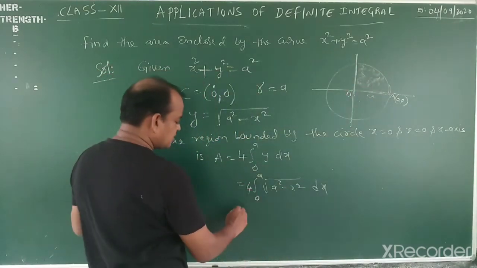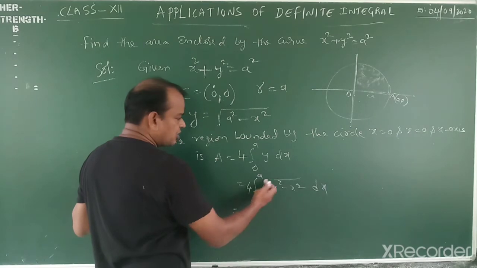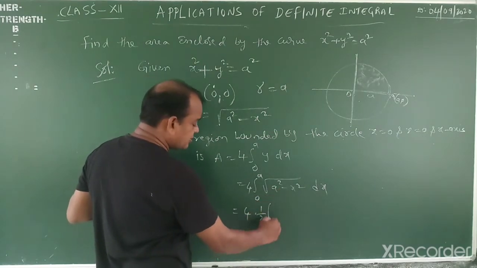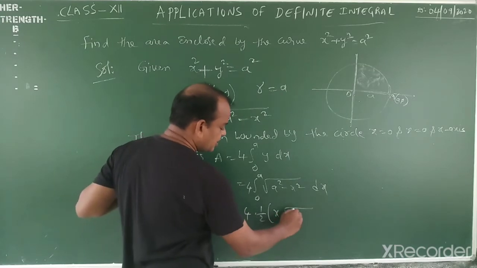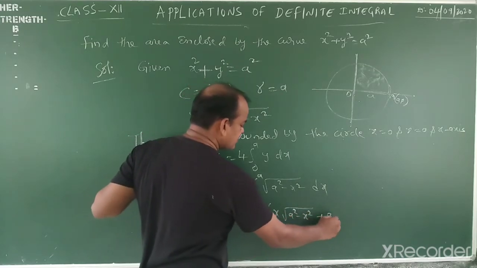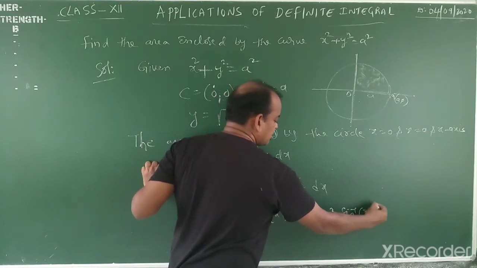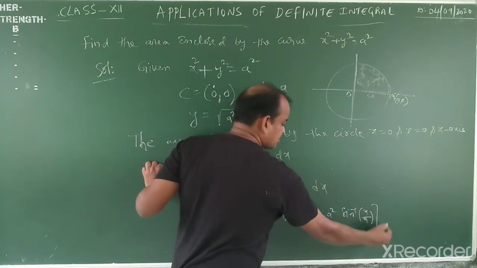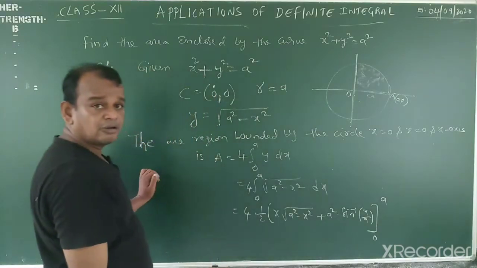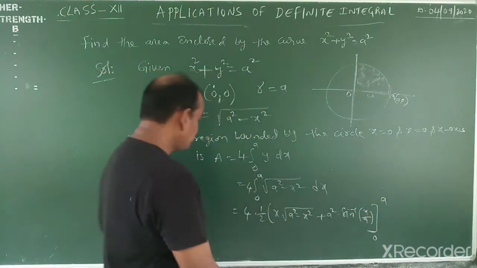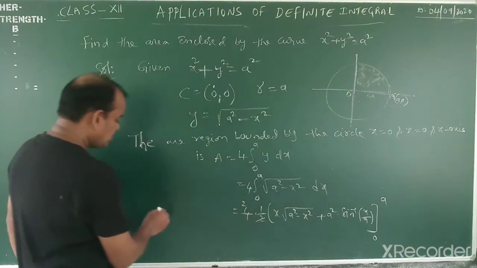Okay, my dear students. What is the formula for this one? The integral of root over a square minus x square is 1 by 2 into x into root over a square minus x square plus a square into sine inverse of x by a. Limits 100% 0 to a, my dear students. I hope that you understood. Now the upper limit is a. Write down 4.